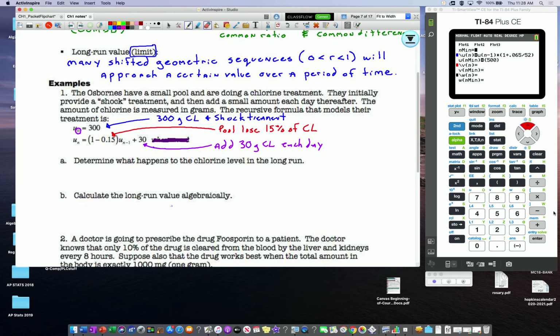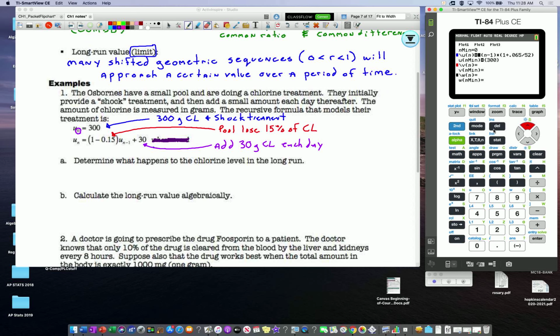The bottom number, remember how yesterday we were doing 500? This bottom number is my starting value of 300 right there. So I'm going to change that 500 to 300 because I'm having 300 grams of chlorine. However, everything on this equation changes.